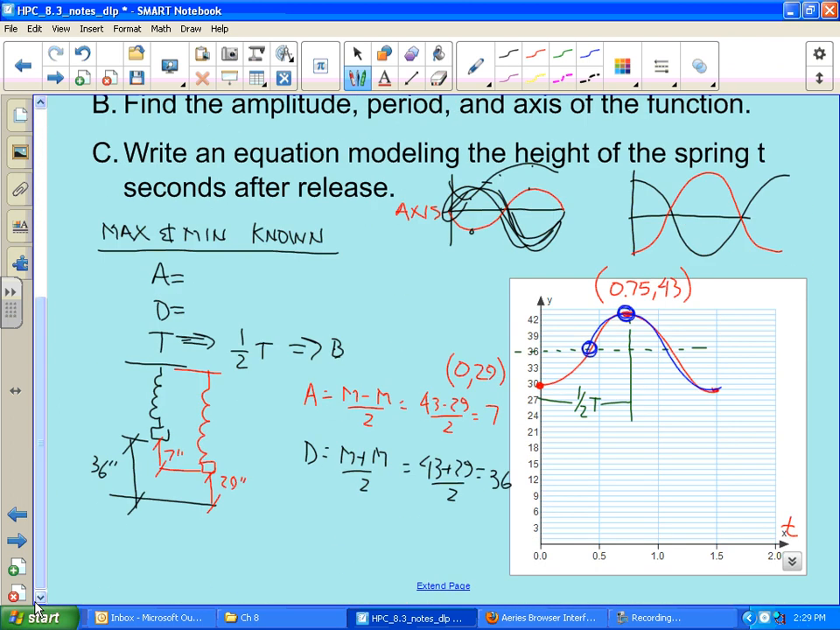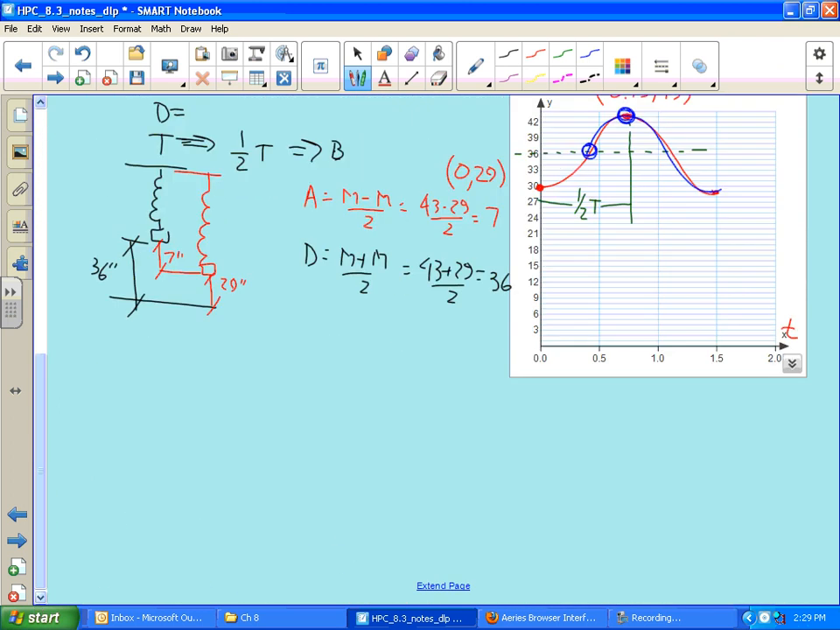All right, so those were just from maxes and mins. And then the other thing we said we can find is this period thing. So finding my B. B is 2 pi over the period. Well, we need to find the period first. So 1/2 of the period is 0.75 seconds, which means the period is 1.5. So we're going to go 2 pi over 3 halves. 2 pi times 2 over 3, and we have a 4 pi over 3 B value.